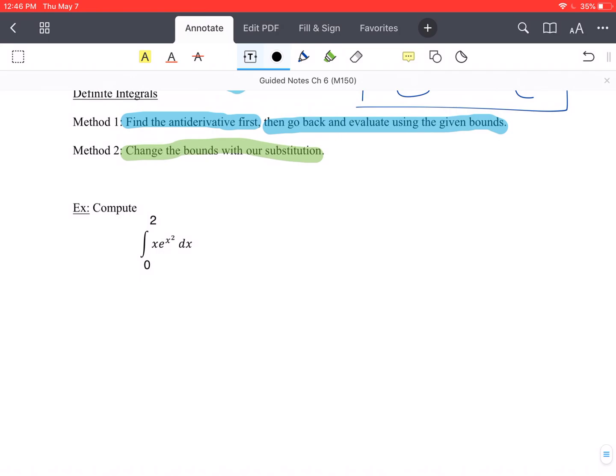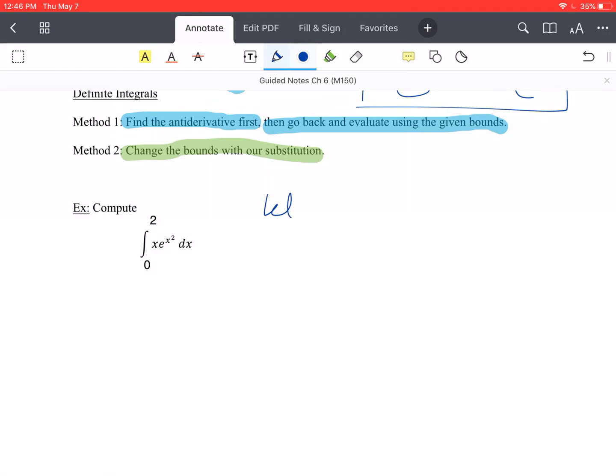Okay, or actually, because I posted this a while ago, you just need to add those in there. So, integral from 0 to 2. The u substitution that we make is going to be the same no matter which method we use. So let's go ahead and set that up right now.